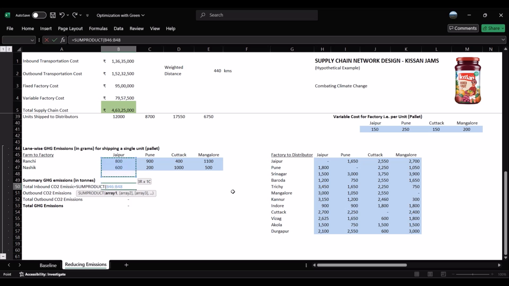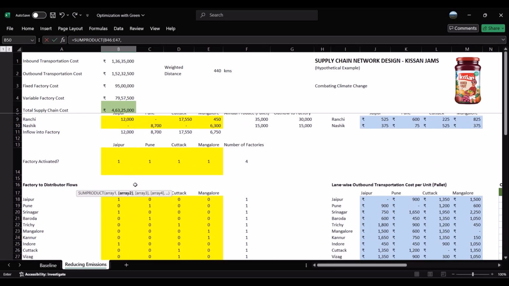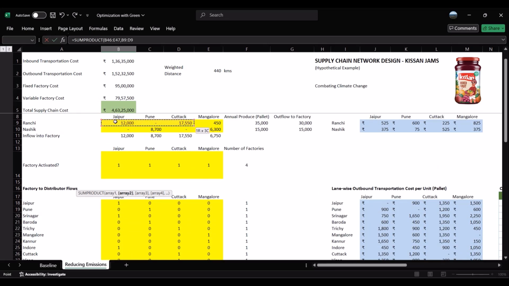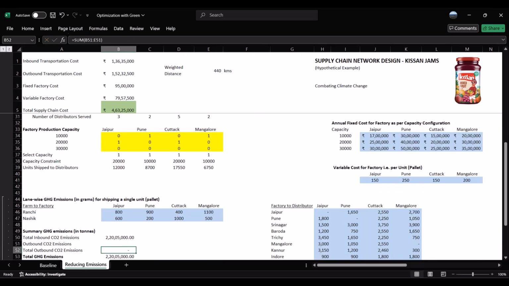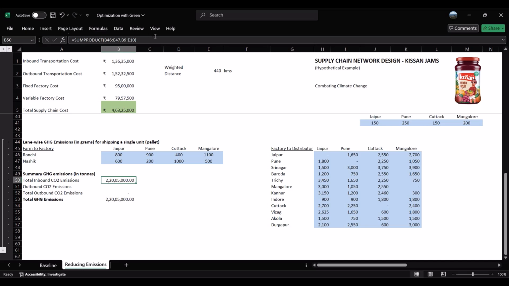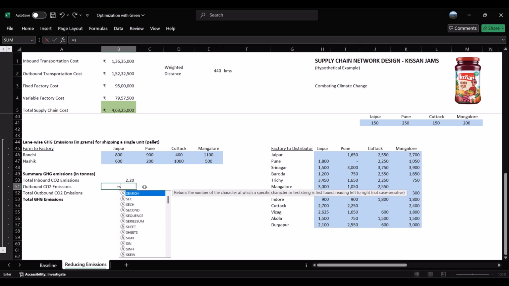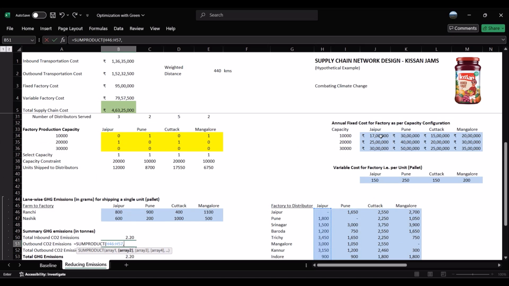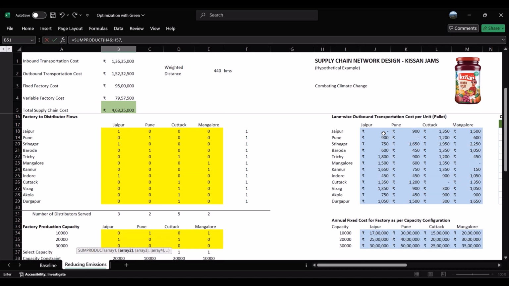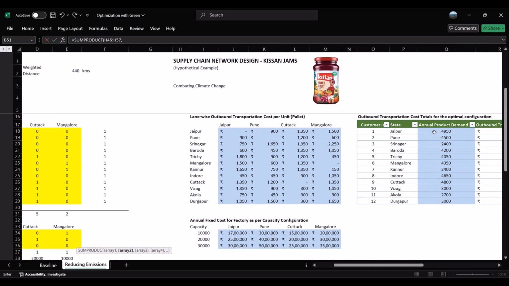So using that, for the current model output, we can determine the emissions which are being released as of today by the transporters in transporting Kissan jams. So you can see it is coming to a large number, but because it is in grams, it is 2.2 tons. Annually, the truck basically releases this carbon dioxide as of today from the inbound transportation. Similarly, I will just multiply the demand with the configuration.